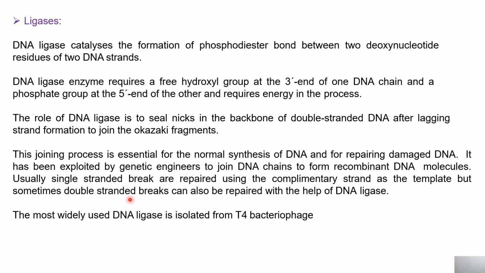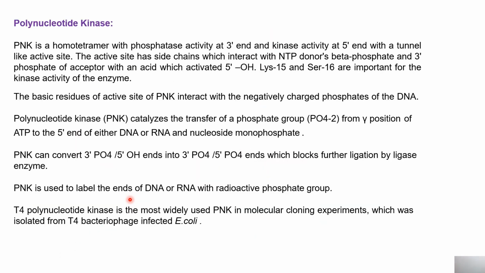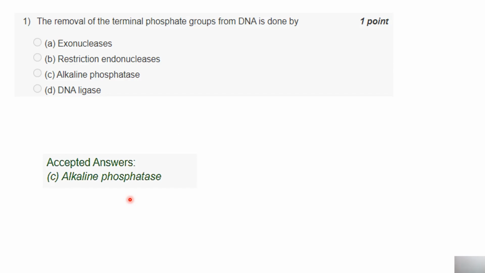Usually single-stranded DNA breaks are repaired using the complementary strand as a template, but sometimes double-stranded DNA breaks can also be repaired with the help of DNA ligase. So coming back to the question that we started with, the removal of the terminal phosphate groups from DNA is done by alkaline phosphatase.